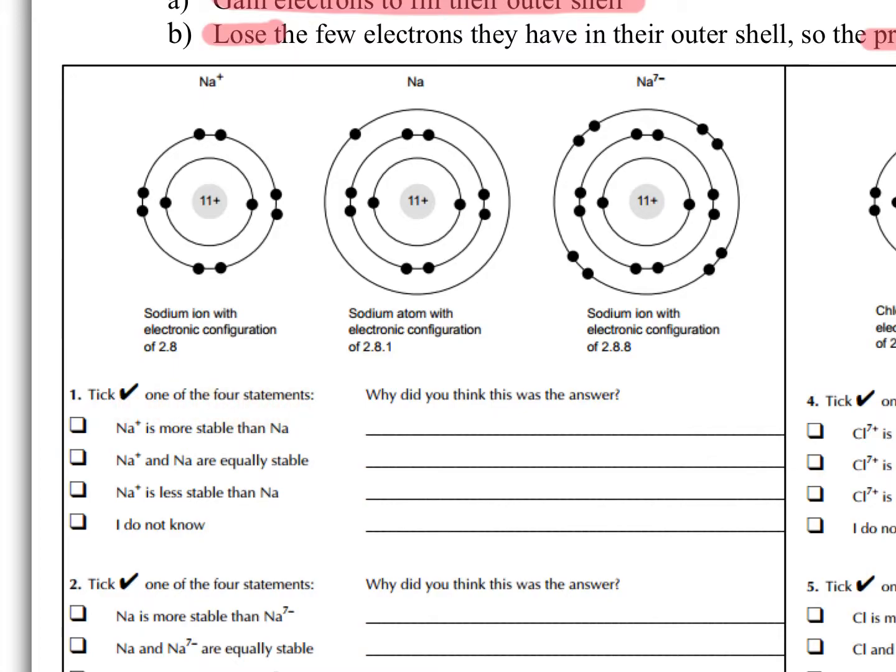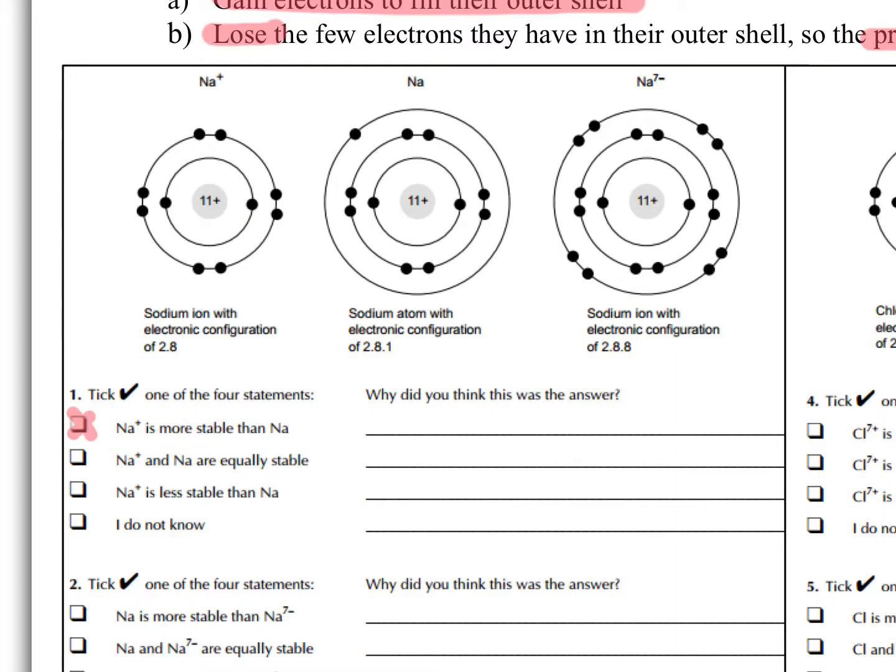So right here, one of these 4 statements is going to be correct. Na positive is more stable than Na. This one has a full shell, that one does not. So we know that one's correct. Let's check the others, maybe more than one. Na positive and Na are equally stable.